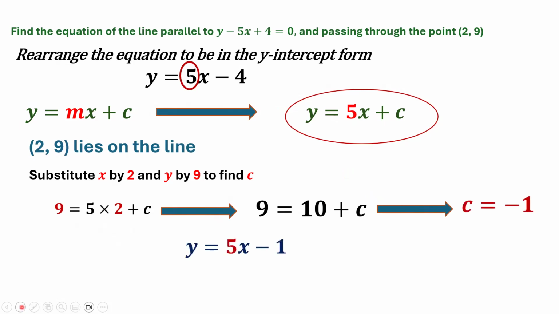Then replace it in the place of the c, the y-intercept, in the equation, and take care when you write it: y equals 5x minus 1. Don't write it y equals 5x plus negative 1. It's not wrong, but you write it this way because adding a negative is like subtracting a positive, so write it y equals 5x minus 1.